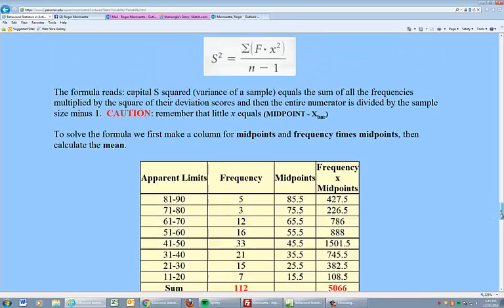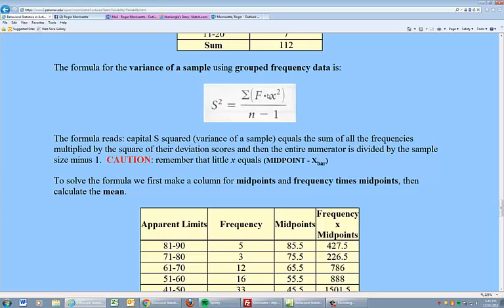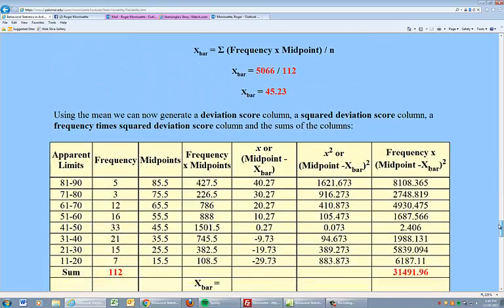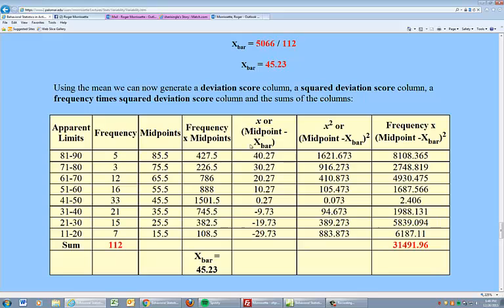But now that we have our mean, we have to subtract the mean from all the midpoints. So we need a midpoint minus the mean column. So this is the midpoint of 45.3 minus each of these midpoints. So 85.5 minus 25 minus 45.23 is this. These are all the midpoints minus the means.